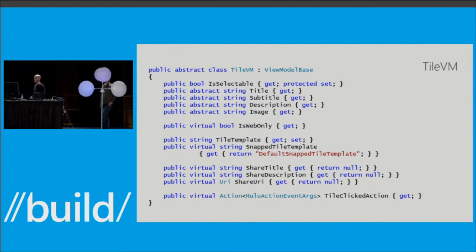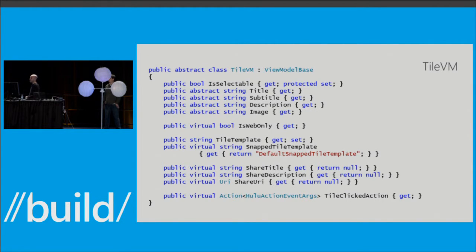Here's what that base tile VM looks like. It's got things like, again, I said the title, subtitle, description. We also try to abstract our logic for sharing inside our view models. So a helpful pattern we found here is to just let the various view models say what they would be shared as. So we say what the share title is, what the share description is, what the URL that would be linked to for this tile is.